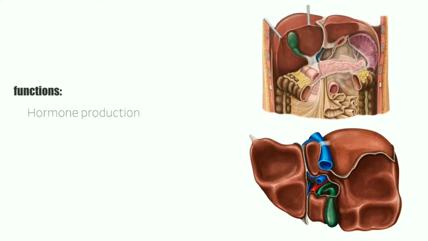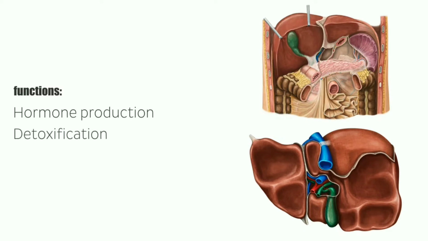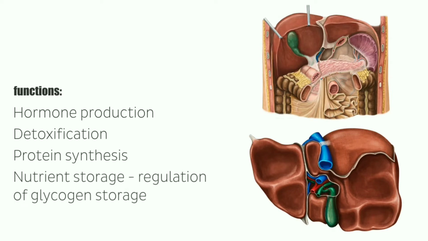Before we begin, I just want to quickly mention a few general points about the liver. As you know, the liver is an essential accessory organ of the GI tract and is the largest visceral organ in the body. It is essential for metabolism and carries out several functions, including hormone production, detoxification, protein synthesis, nutrient storage, specifically regulation of glycogen storage, and biochemical production. The liver can be anatomically separated into 4 lobes and is situated in the right upper quadrant of the abdomen.